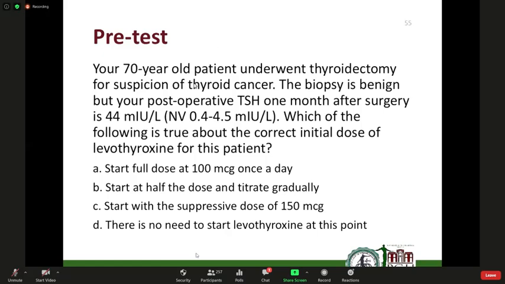Your 70-year-old patient underwent thyroidectomy. The biopsy is benign, but the post-op TSH 1 month after surgery is already 44. Which of the following is true about the correct initial dose? You start full dose, you start at half dose, you start right away with a suppressive dose because you don't want it to regrow, and finally, there's no need to start.